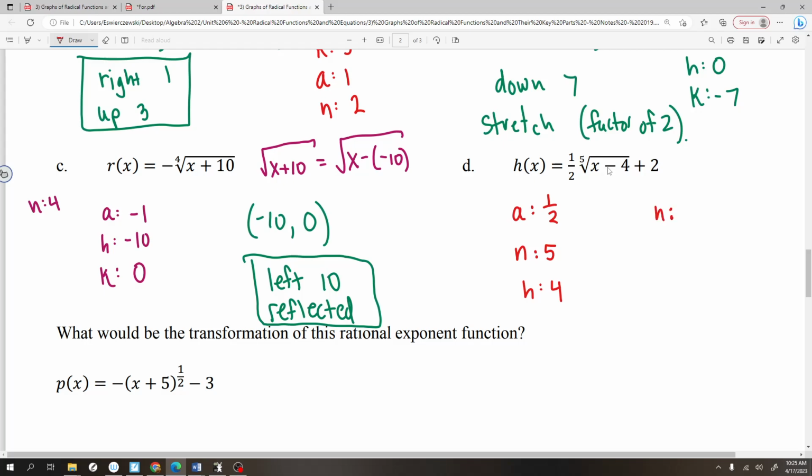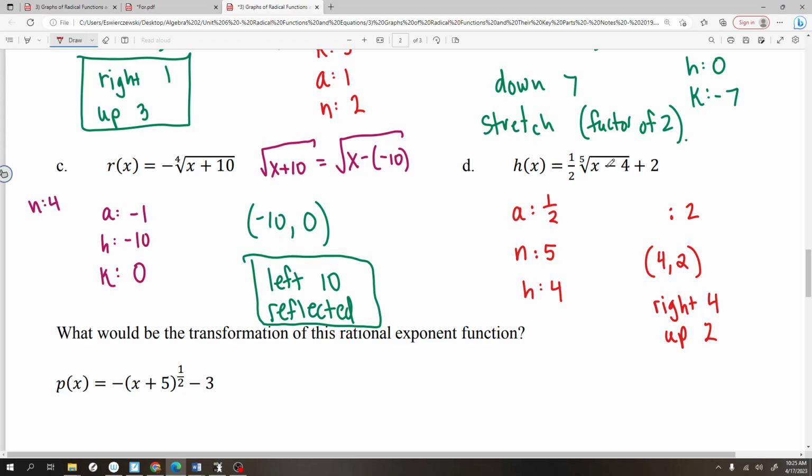What would K be? Jimena, what would K be? What is it, Jimena? 2. Good. What is H comma K as a point? 4 comma 2. That means right 4 up 2.